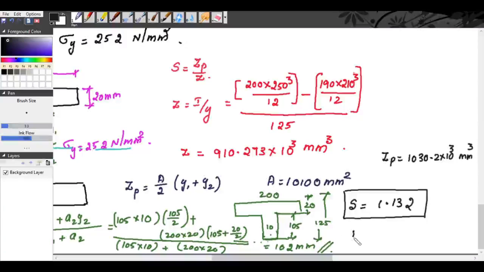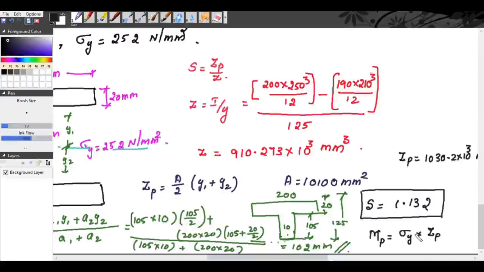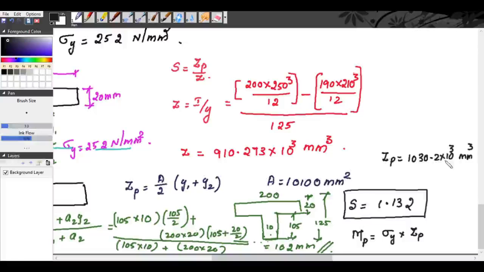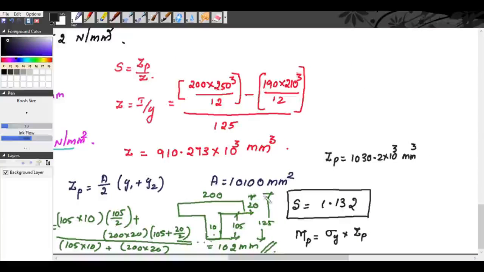And our plastic moment MP will be equal to sigma y into ZP. Sigma y is already given in the problem as 252 Newton per mm square. ZP we have calculated as 1030.2 into 10 cube. We get MP, that is plastic moment, is equal to 259.6 into 10 raised to 6 Newton mm.